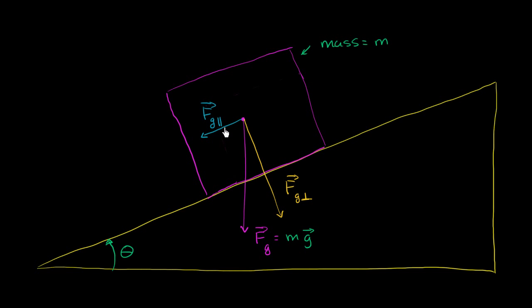So let's see if we can use a little bit of geometry and trigonometry, given that this wedge is at a theta degree incline relative to the horizontal. If you were to measure this angle right over here, you would get theta. So in future videos, we'll make it more concrete, like 30 degrees or 45 degrees or whatever. But let's just keep it general. If this is theta, let's figure out what these components of the gravitational force are going to be.